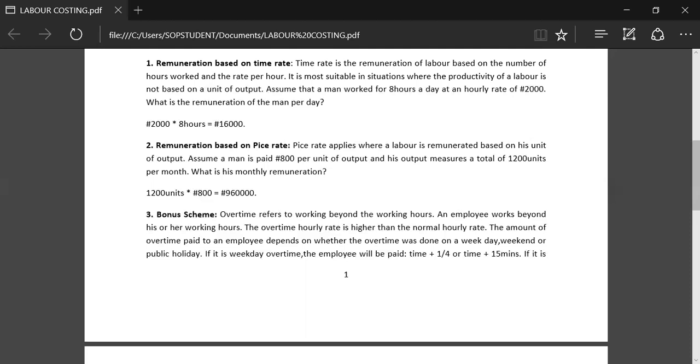The bonus scheme refers to overtime. When there's overtime, in other words, when labor works beyond the normal working hours, the bonus scheme is applied to them in form of overtime. So this amount is paid either weekly, if it's paid for work done on weekends or public holidays, or even during the weekdays, but outside the official work hours.